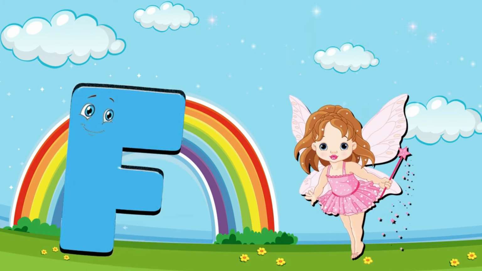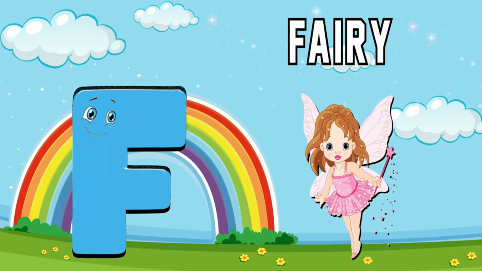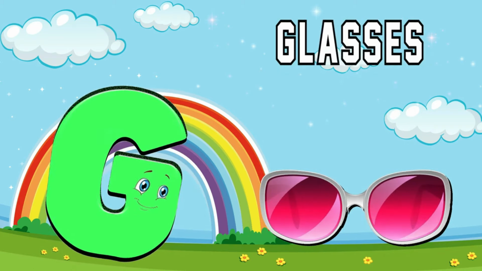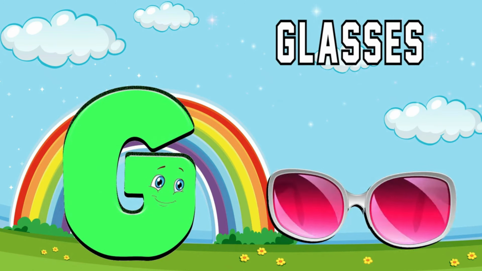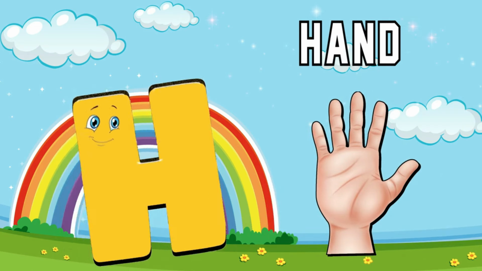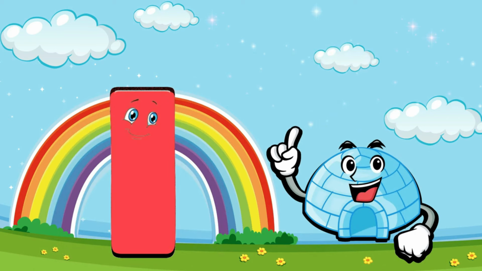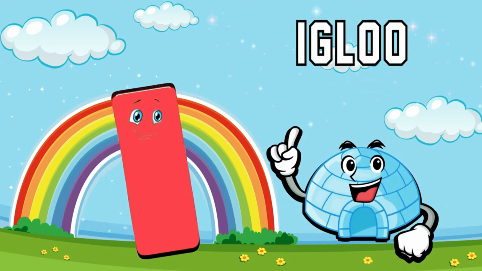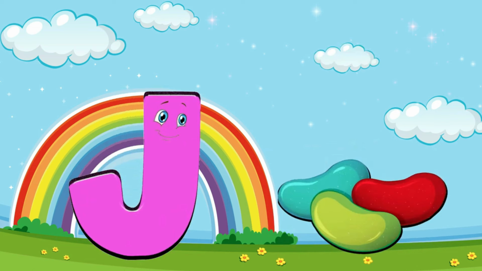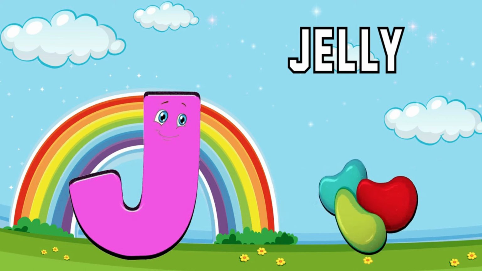F is for fairy, fairy, fairy. F, fairy. G is for glasses, glasses, glasses. G, glasses. H is for hand, hand, hand. H, hand. I is for igloo, igloo, igloo. I, igloo. J is for jelly, jelly, jelly. J, jelly.